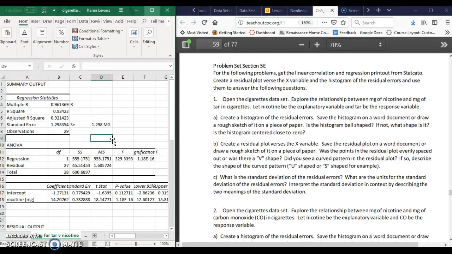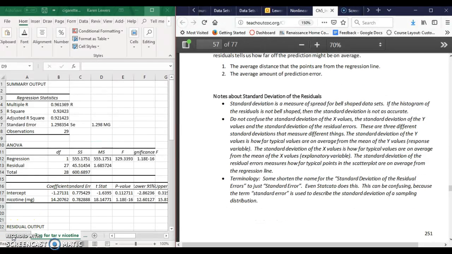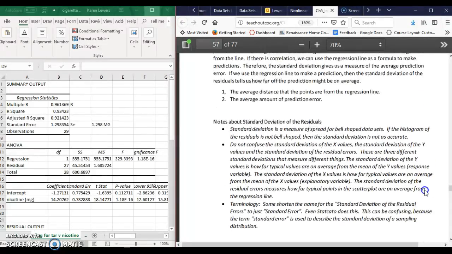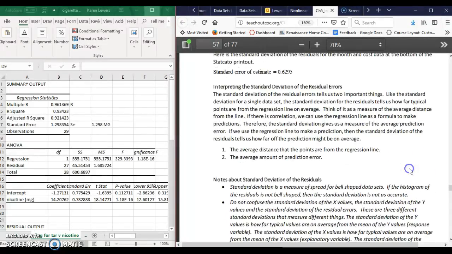And to interpret that, I'm going to look back on page 251 of the textbook. In the middle of the page, we have interpreting the standard deviation of the residual errors. The standard deviation tells us two important things. How far typical points are from the regression line on average. So it's measuring the vertical distance between the regression line and the data point. Think of it as a measure of the average distance from the line.